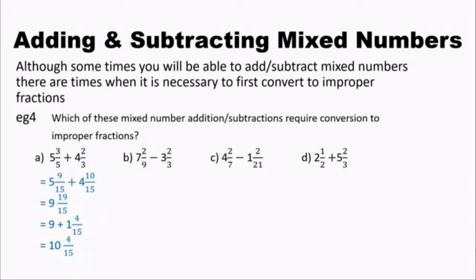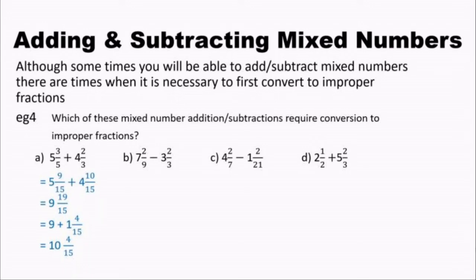On to question B, however, we're subtracting two mixed numbers. Is it possible that this answer is negative? You should have a pretty good idea by looking at it. This is 7 and 2/9 minus 3 and 2/3. Regardless of the fraction part, 7 and a bit, take away 3 and a bit, will never be negative.